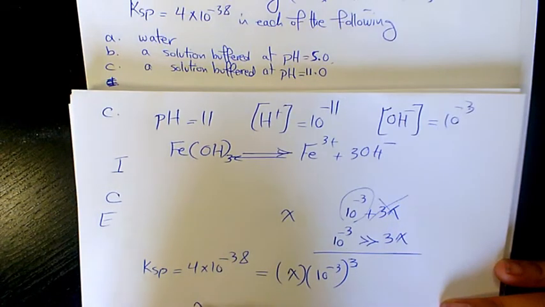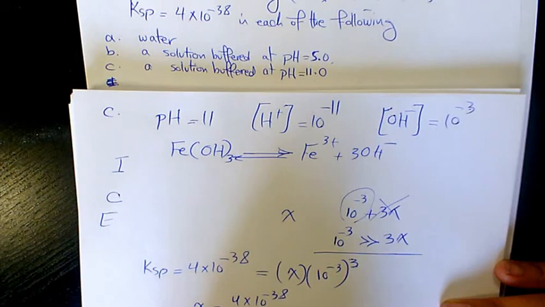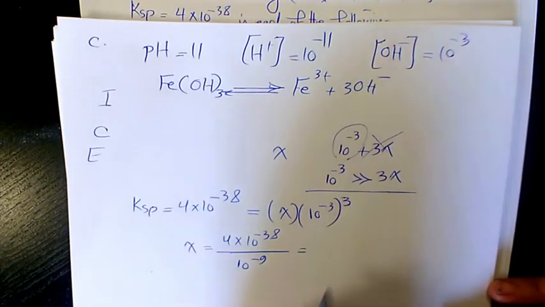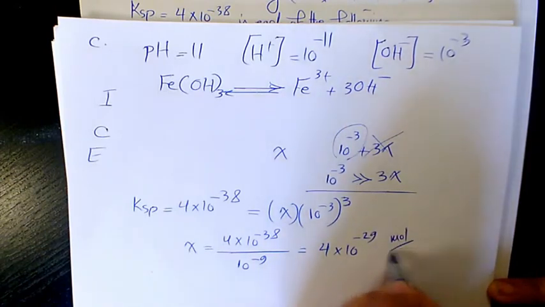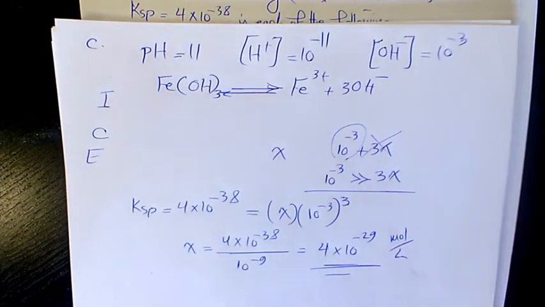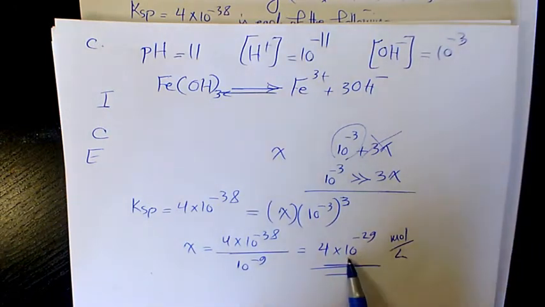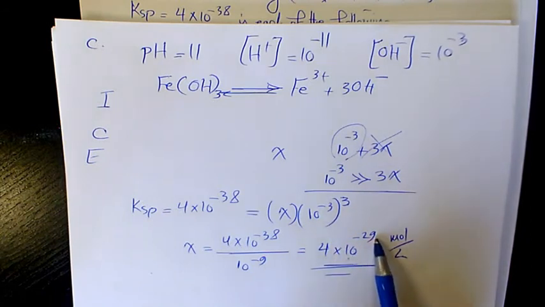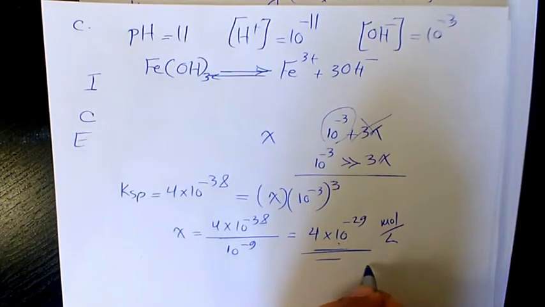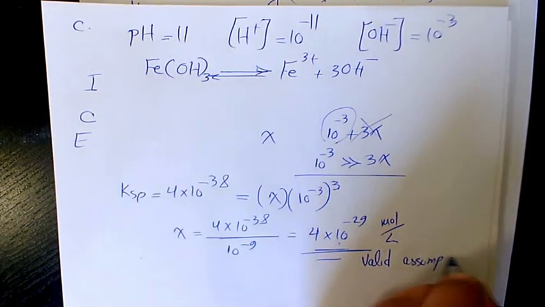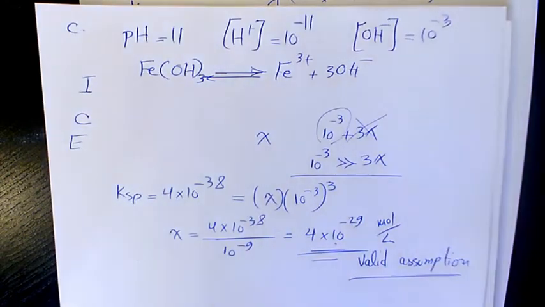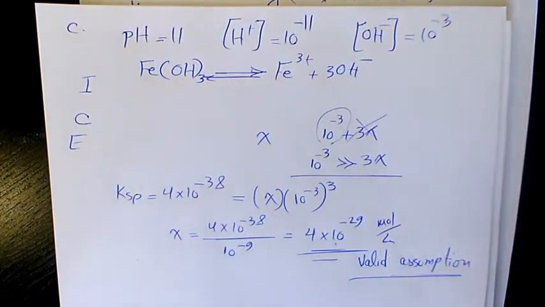That will be x equals 4 times 10 to the power of negative 38 over 10 to the power of negative 9. So that will be 4 times 10 to the power of negative 29 mole per liter. So that's the solubility of FeOH3. As you see here, 10 to the power of negative 3 is much greater than 4 times 10 to the power of negative 29. So it means that we had a valid assumption. So that's how we find out the solubility in different solutions.